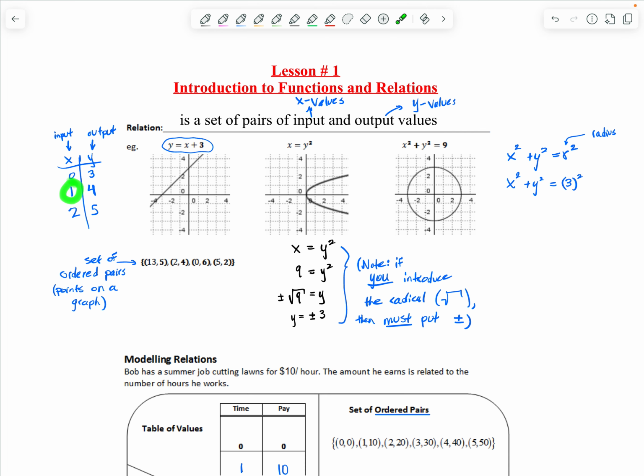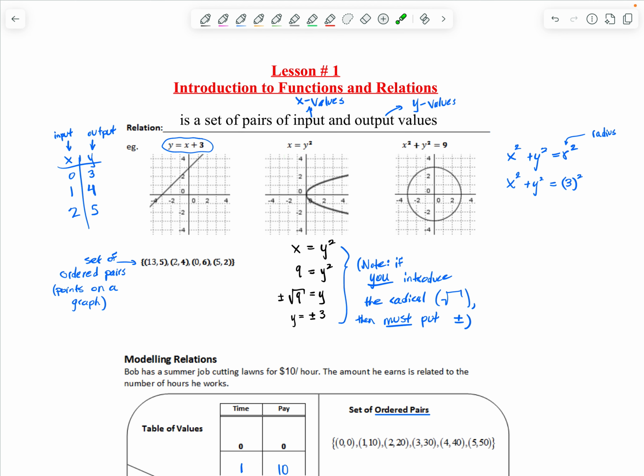So when the input is 1, the output is 4, according to this, because 1 plus 3 is 4. Likewise, when it's 2, 2 plus 3, the output then becomes 5. So that's that. Here we have another example of a relation, y equals x squared.